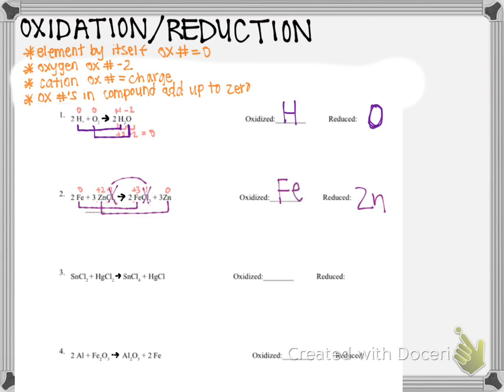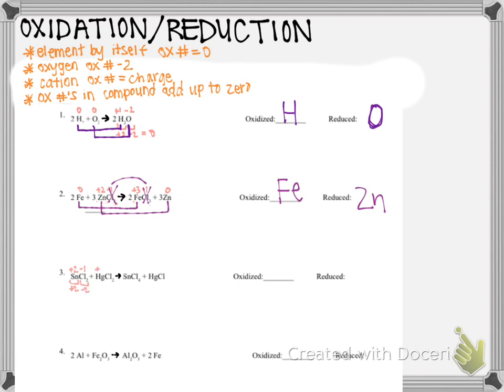Example number 3. So start by labeling anything that's by itself 0, but we don't have anything by itself. Oxygen is -2, we don't have any oxygens. So now we have to go and do our metals, or our cations. In this compound, SnCl2, Sn would have to be +2. So therefore, each chlorine is -1. So we have a total of +2 and a total of -2.